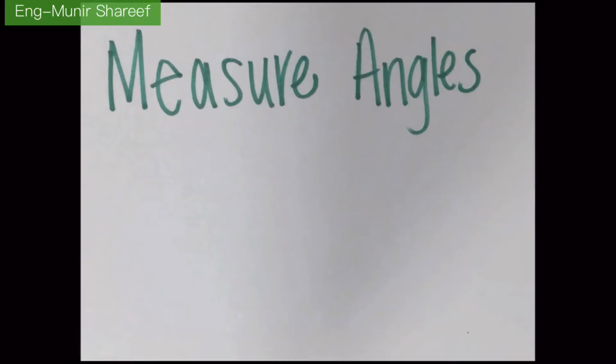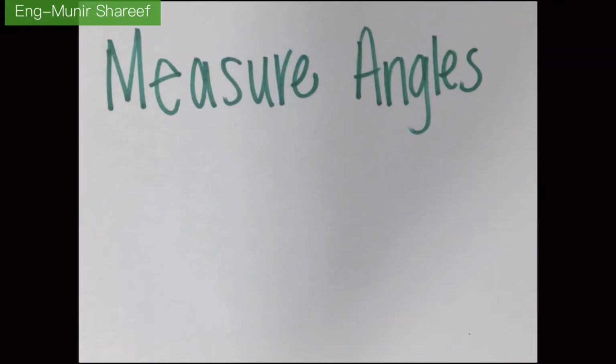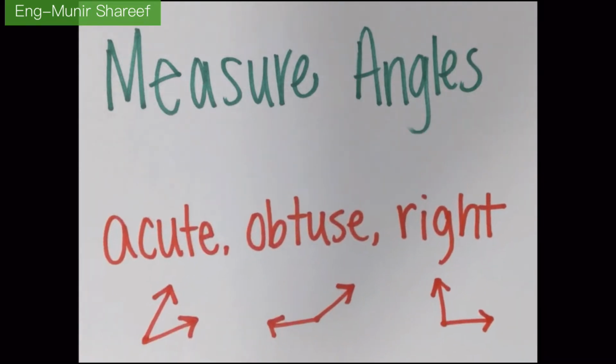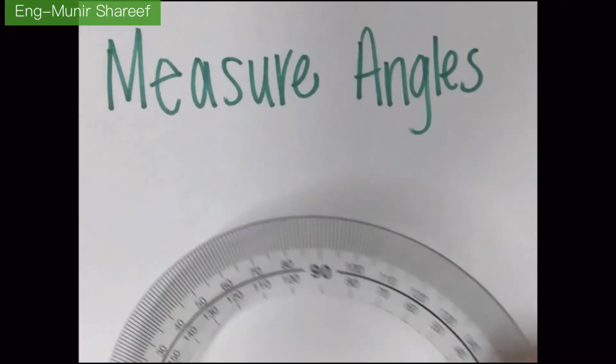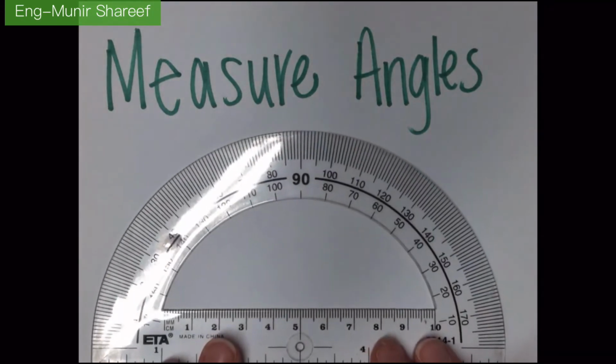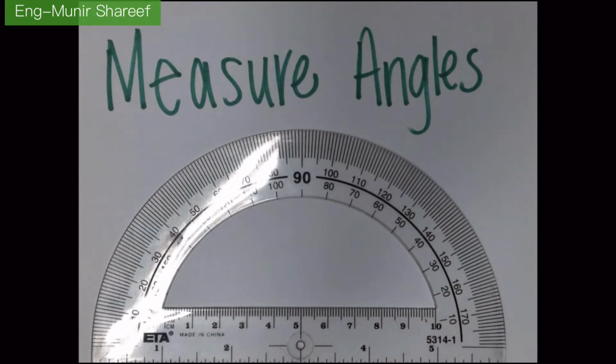Learn how to measure angles. We've already learned that there are different kinds of angles, and when we look at an angle, we can usually decide if it's acute, obtuse, or right. But there's a way that we can figure out exactly how big the angle is. And in order to do that, we use a special tool called a protractor. This is a protractor. It allows us to measure how far open or closed an angle is.